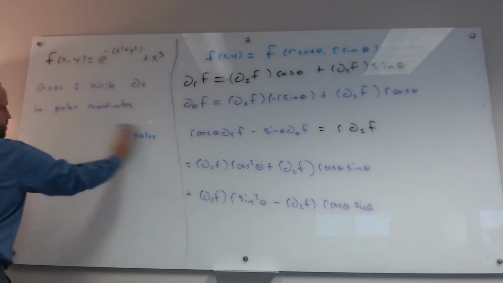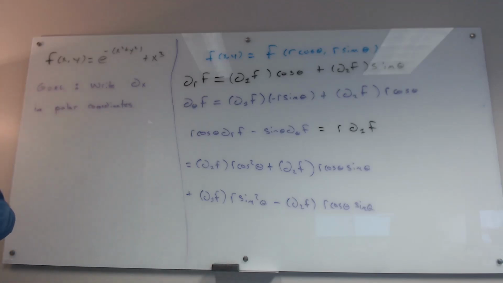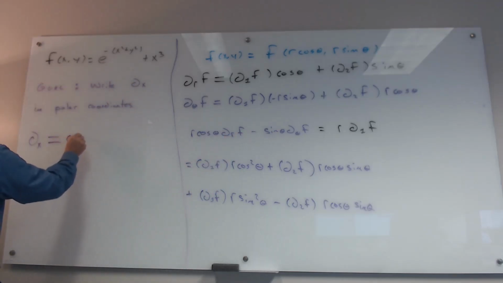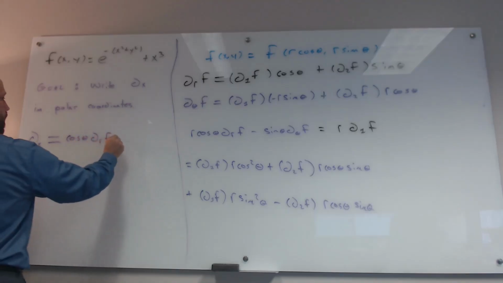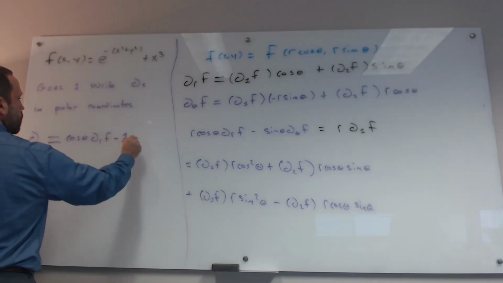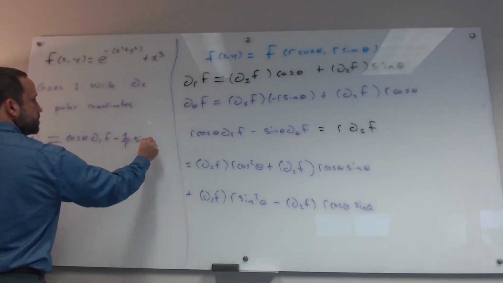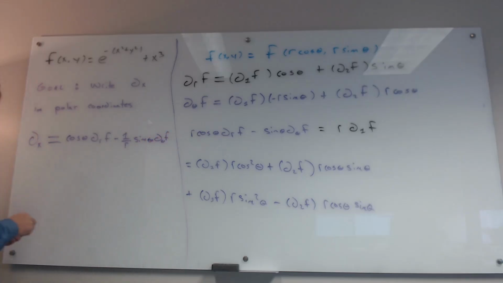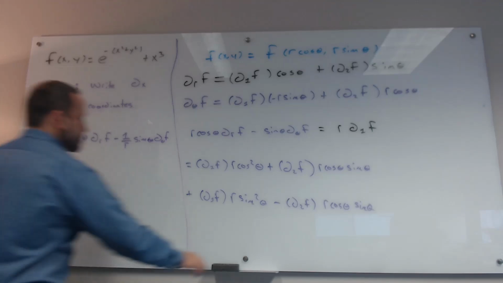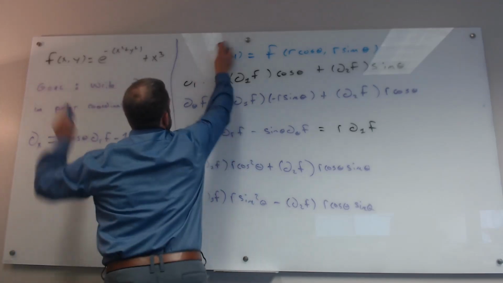Okay, so now the answer to the question over here is that in polar coordinates, the partial x derivative is equal to, if I divide both sides of this equation by r, cosine theta times the r derivative of f minus 1 over r times sine theta times the theta derivative of f. Okay, and again, just to illustrate what I mean by this, I'm going to go back to this example.